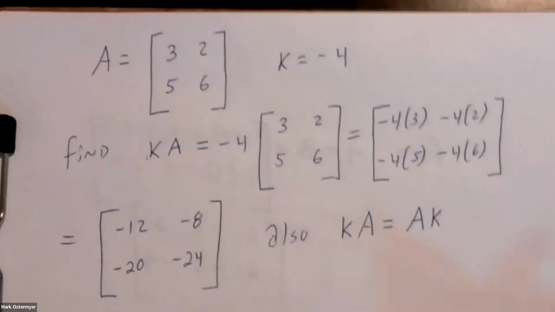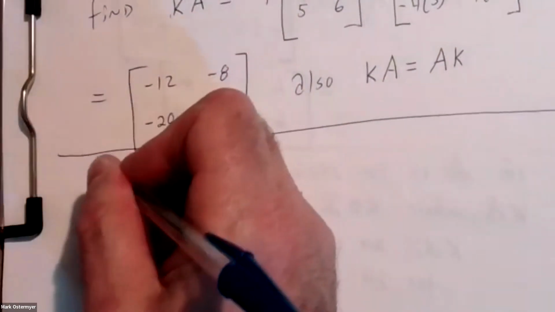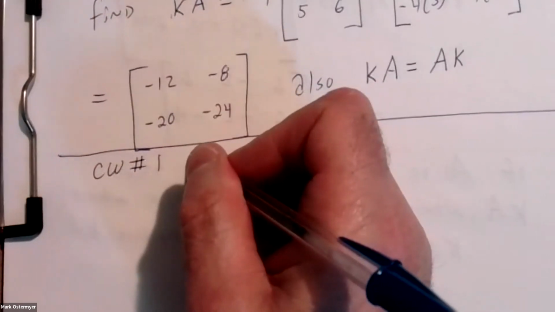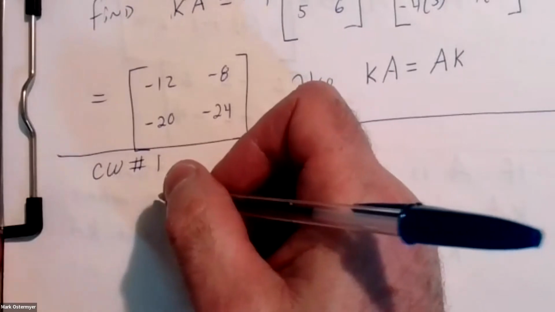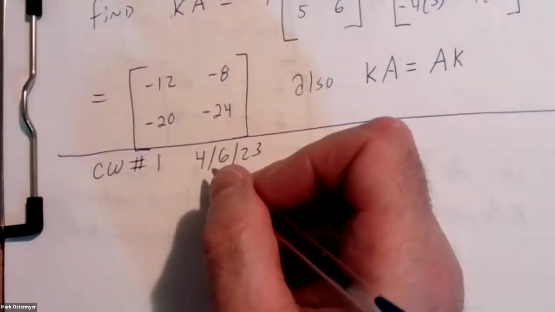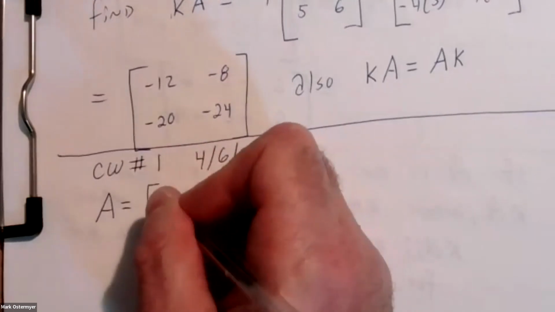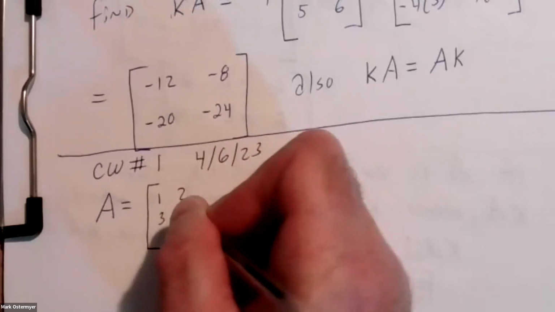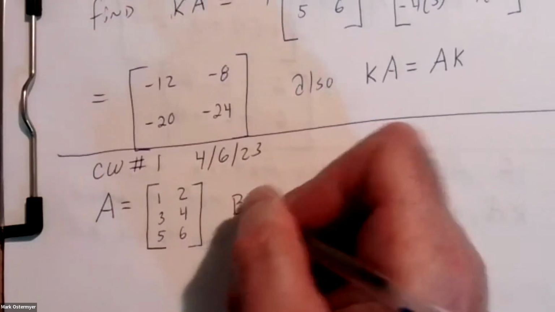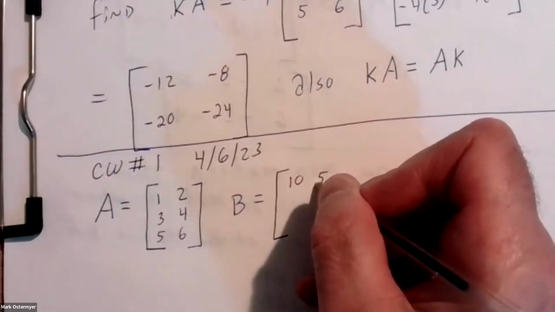All right, I got a classwork for you. Classwork number 1. Today is the 6th day of April. Given matrix A is this 3x2 matrix. And matrix B is also a 3x2 matrix.